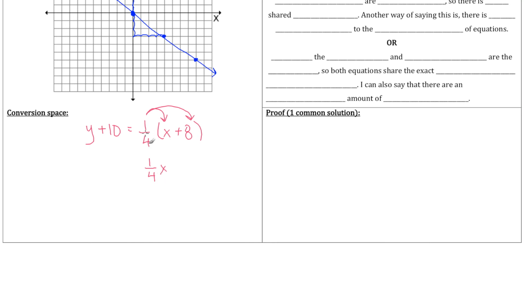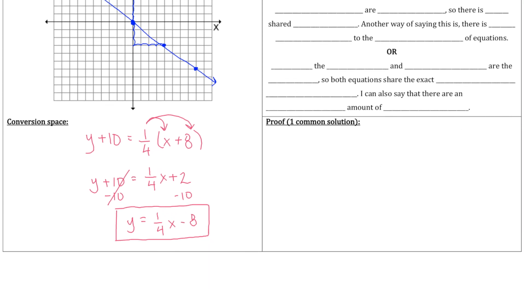1/4 x, 1 times 8 is 8. 8 divided by 4 is 2. Y plus 10. Now I need to subtract 10. So y equals 1/4 x minus 8. Okay, cool. Yeah, that works. I just want to make sure I was double checking in my head.